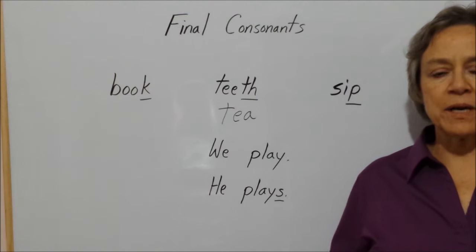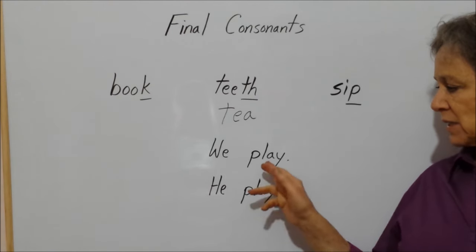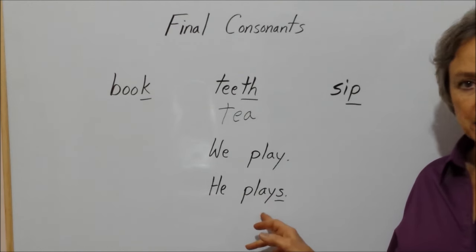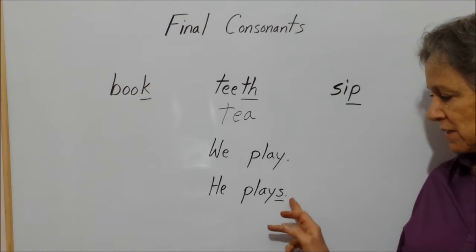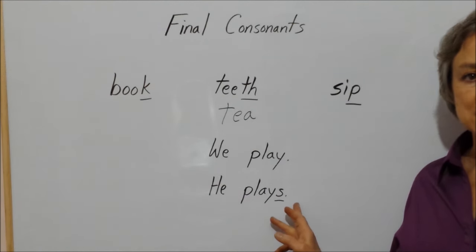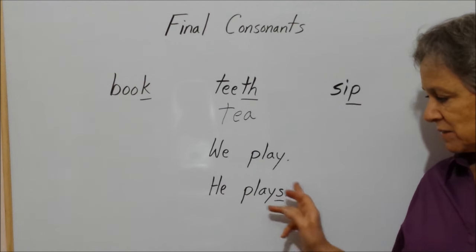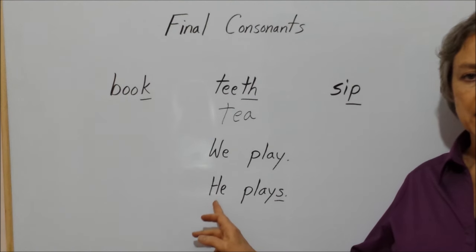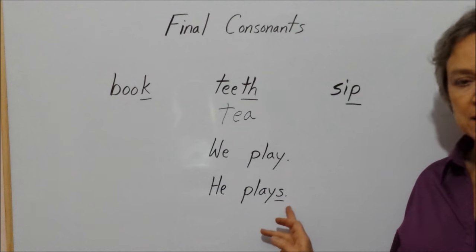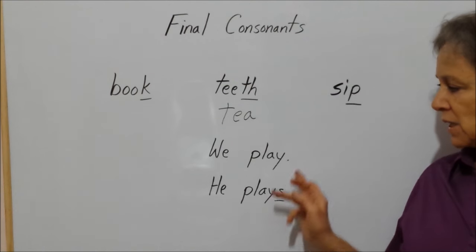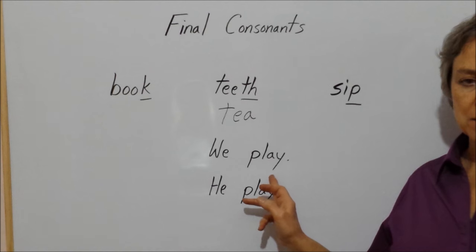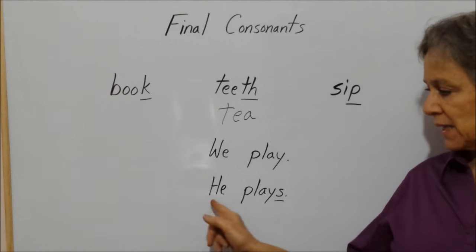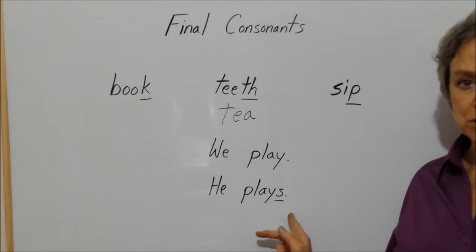Another misunderstanding that may occur is with two very similar words, play and plays. The only difference here is the letter s, which in this case makes a z sound. This s is a grammatical ending. It's needed because of the subject he. He plays. We don't need this z sound when we say we play. So we play does not have a final z. He plays does have a final z.